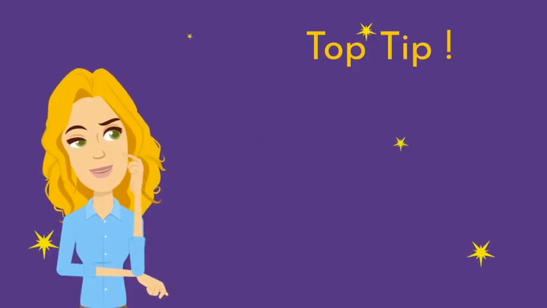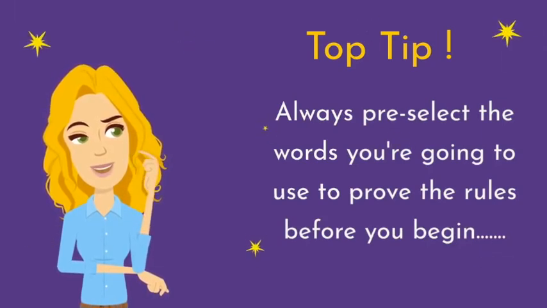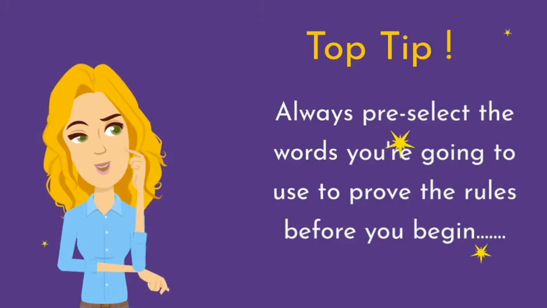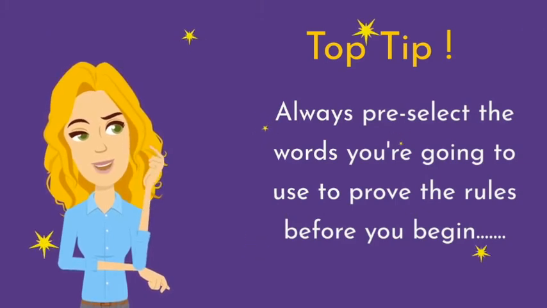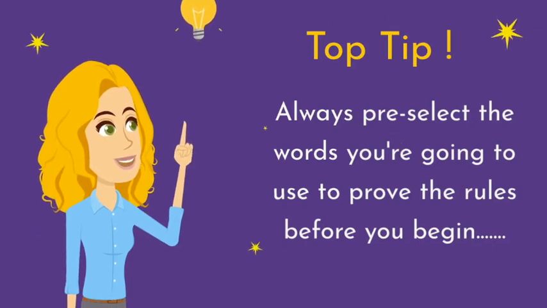And one final top tip. When you're teaching these rules, always pick the words you're going to use to prove the rule before you start. Otherwise, if you ask the children for examples, they'll come up with all sorts of ideas and exceptions, and the rule will be much harder to explain.